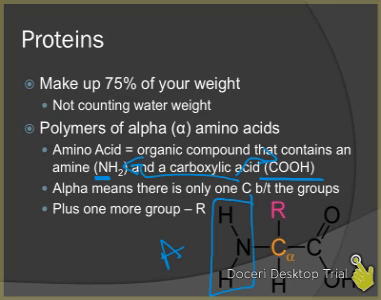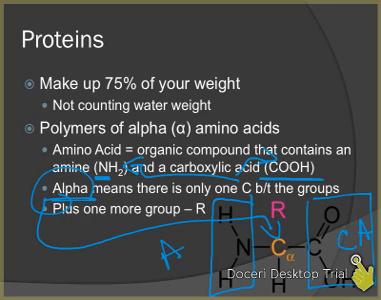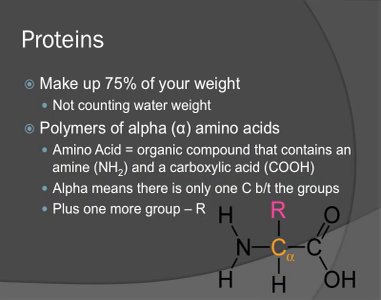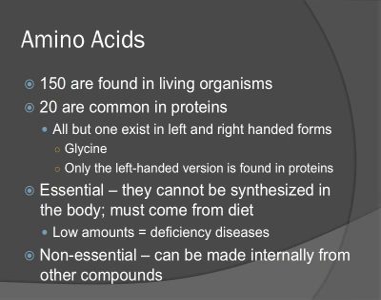This is our amine. The COOH over here is our carboxylic acid. And if you notice, this alpha means that it is separated by one carbon, right smack dab in between our amine and our carboxylic acid. And then, like I said, we have an R group that can vary depending on what amino acid we are talking about, but there is going to be something else there, so we just put an R there to represent that there's one more group.